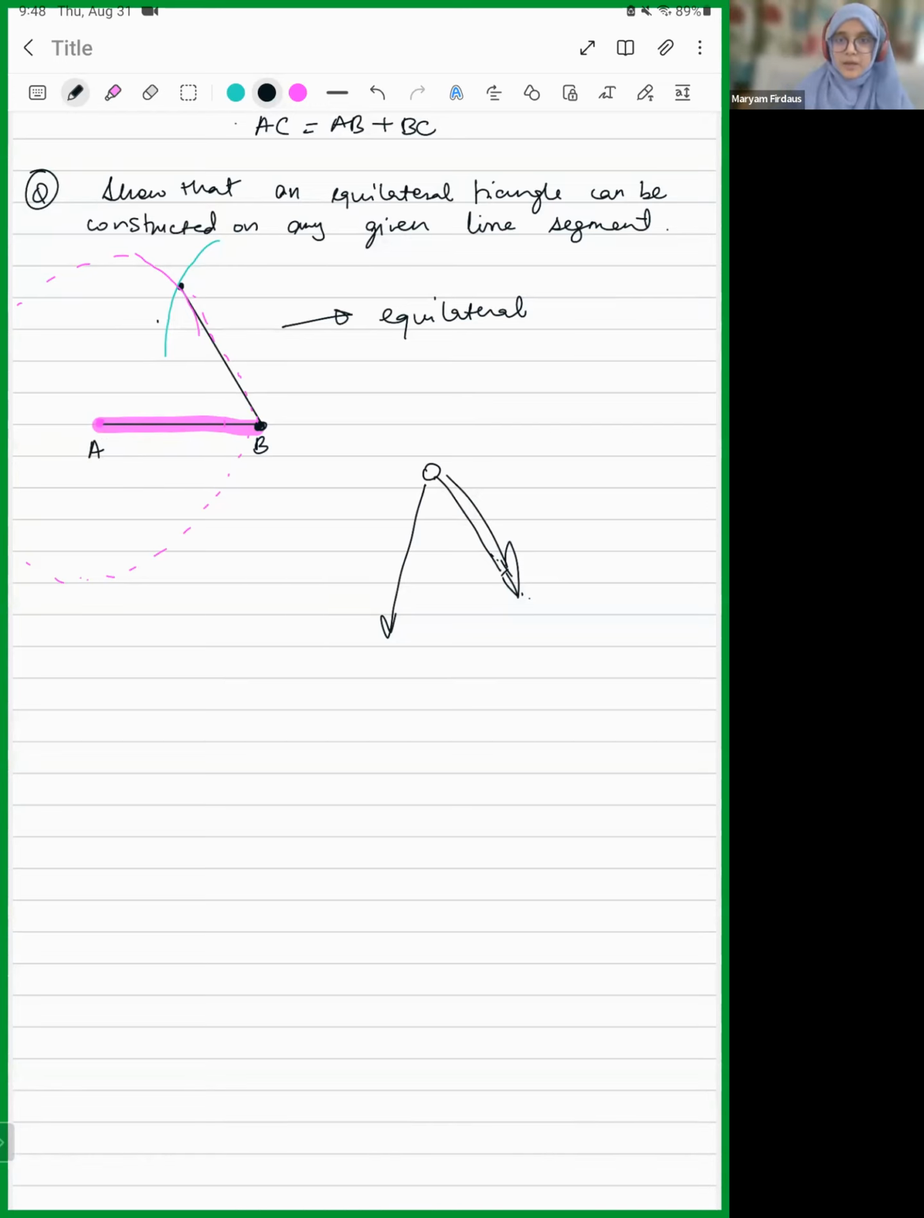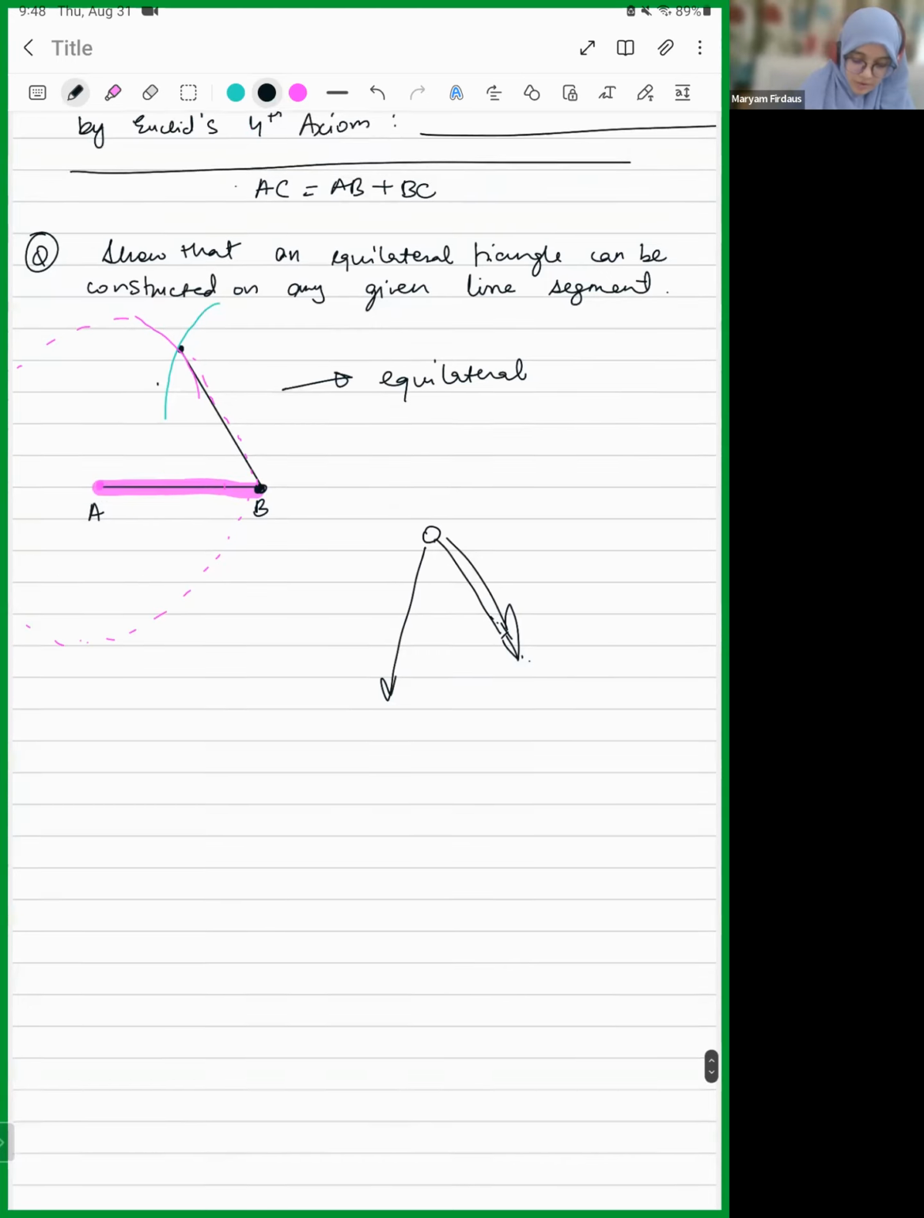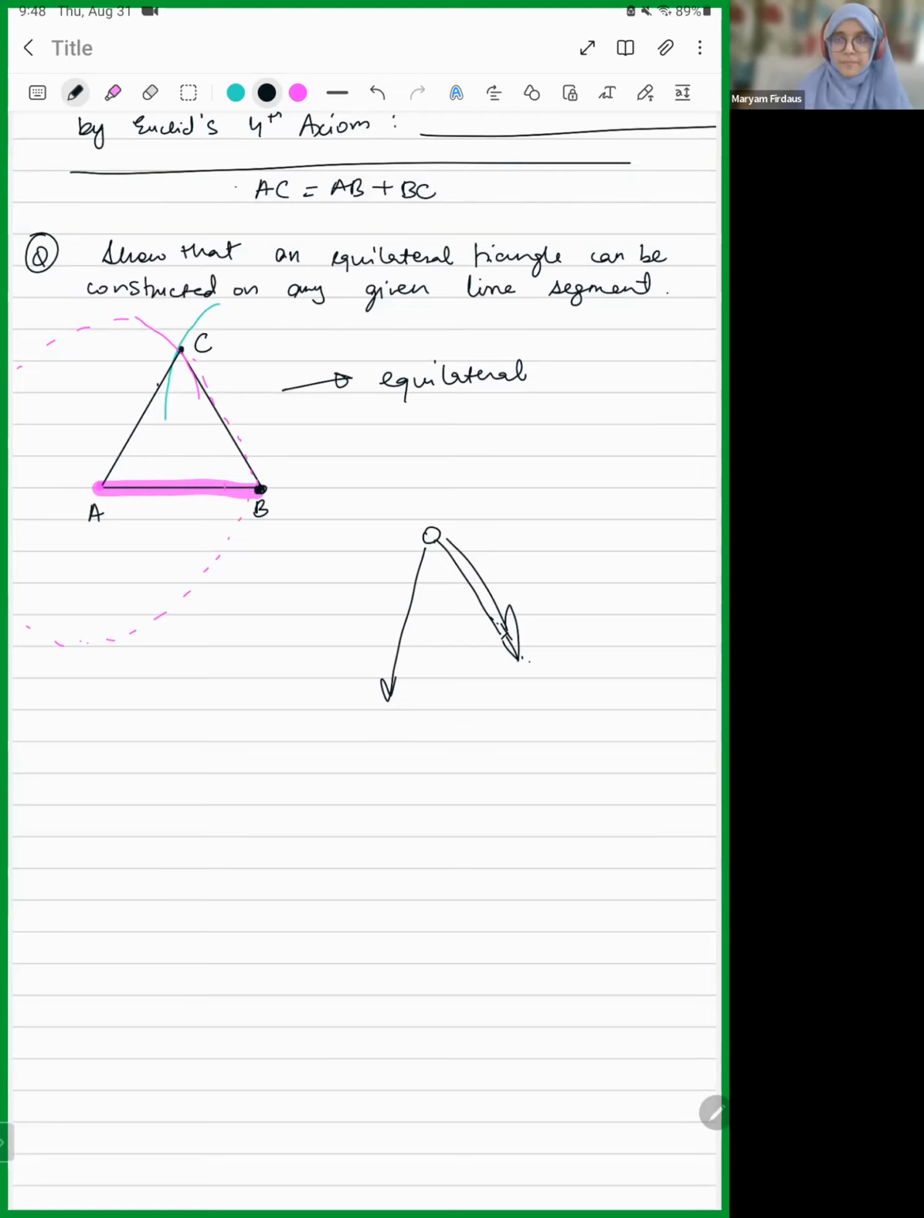Now what we have is, I'm sorry, I just erased this. So let's call this C. So AC and AB are both radii. Radii is the plural of radius. They are both radii of the same circle.